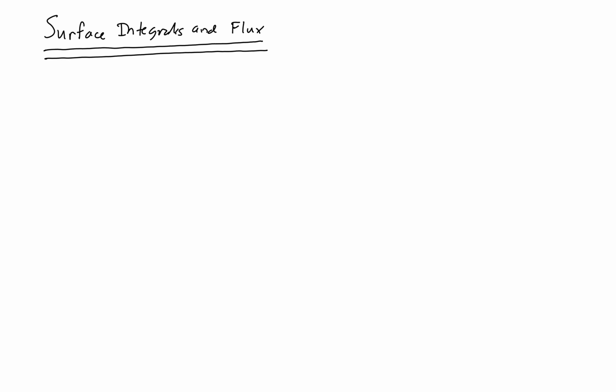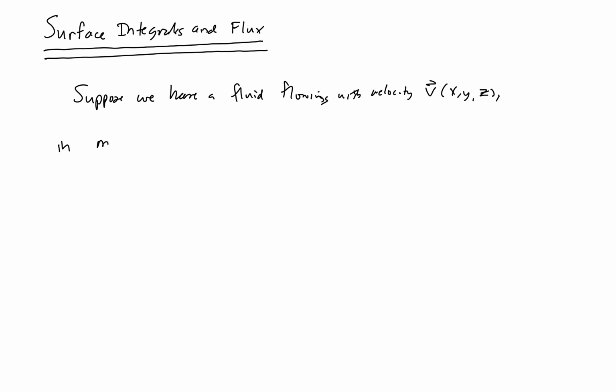So in this lecture, we're going to introduce the concept of flux and how surface integrals come from that idea. So let's suppose we have a fluid, and let's suppose this fluid is flowing with velocity given by the vector field v of x, y, z. And let's measure this in meters per second. So at the point x, y, z, the velocity of our fluid is v of x, y, z.